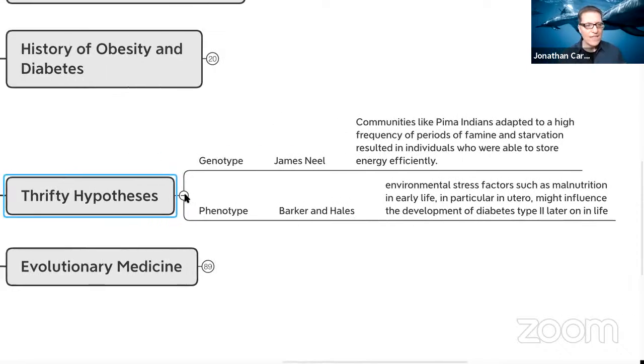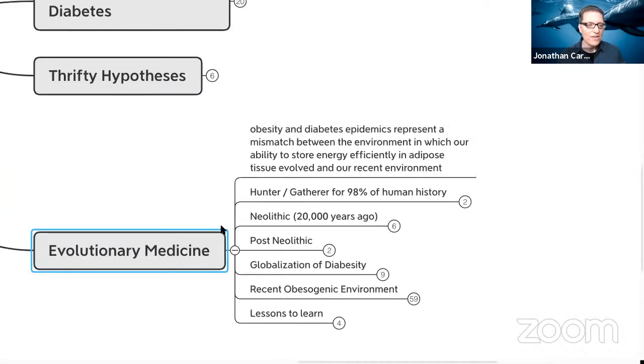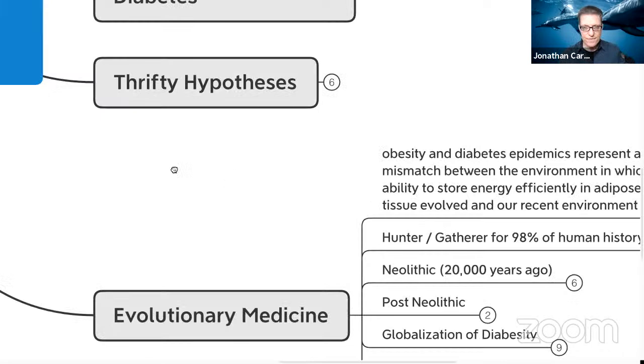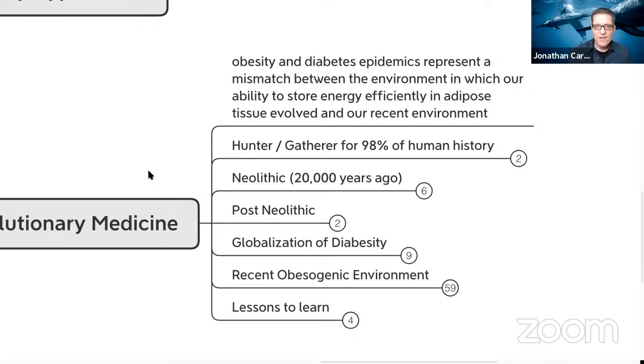Okay, so let's move on to the final section, and that is looking at what has sometimes been called evolutionary medicine. And let me blow this up a little bit. We've spoken about this already: the obesity and diabetes epidemic represents a mismatch between the environment in which our ability to store energy efficiently in adipose tissue evolved and our recent environment. In other words, one could look at it from the perspective that we are mismatched between our environment and our ability to create fat.